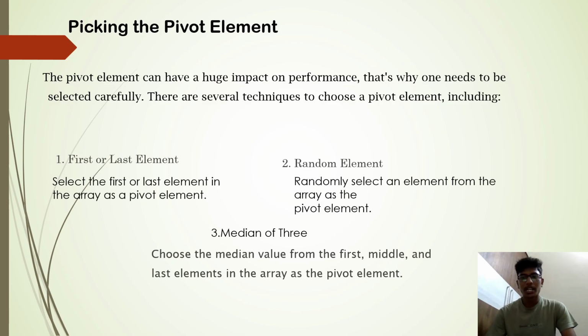Random element. Randomly select an element from the array as a pivot element. Median of 3. Choose the median value from the first, middle, and last elements in the array as a pivot element.